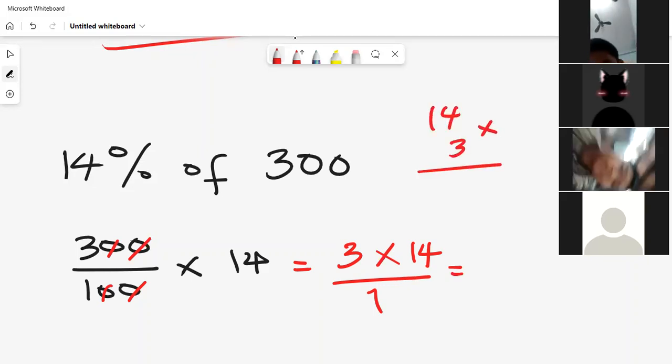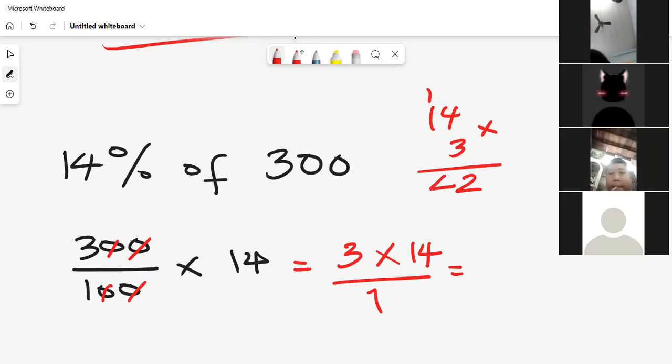3 times 4 is 12. Carry 1. 3 times 1 is 3 plus 1 is 4. So the answer is 42 over 1, or 42. Okay, do not be angry, Ratapum.